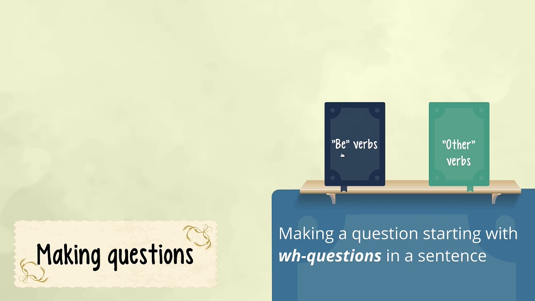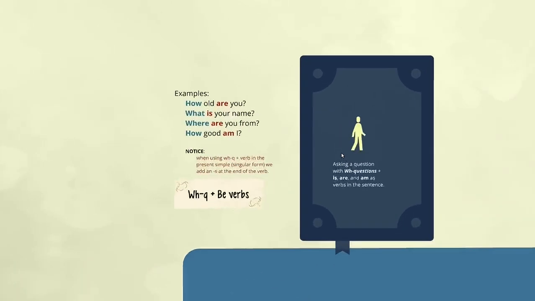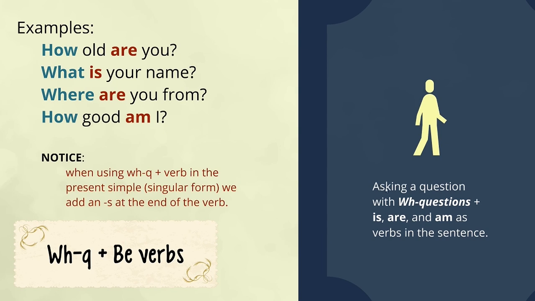Okay, the be verbs are is, are, am. For the other verbs, they are do and does. Okay, so let's try to make questions, but let's start with the be verbs first. Okay, so asking questions with WH question words, okay, plus is, are, or am as verb in the sentences. Okay, so is, are, and am are actually verbs. Okay, let's look at the examples.